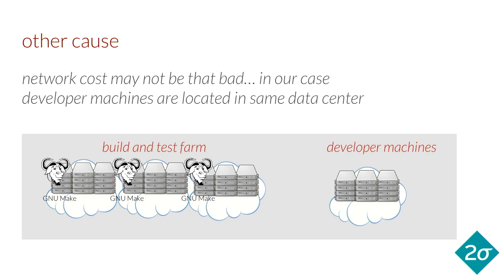Another cause is that right now, the way that we develop at Two Sigma, all of the developers work on remote machines. There are no local development machines. Those developer remote machines are co-located with our build and test farm. So it's possible that there's no latency or throughput issue at all because they're co-located and we have really fast interconnects between the machines. So the speed just really isn't a problem for us. But it could be a problem for people who have separate build farms and developer machines.